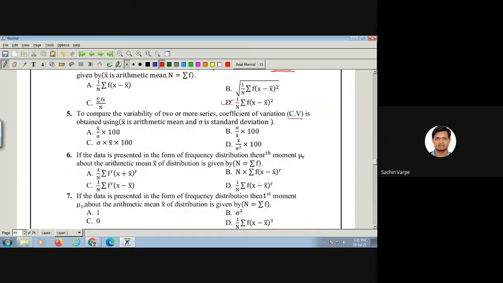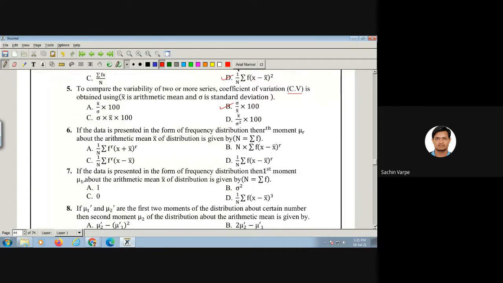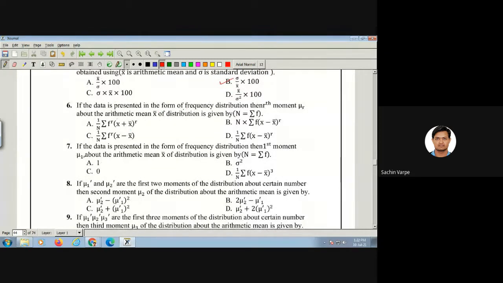Coefficient of variation, CV. So what is the formula of CV? It is sigma upon arithmetic mean into 100. You should know this formula. If the data is presented in the form of frequency distribution, then the rth moment about the arithmetic mean is given by what? Which is the correct option? Tell me. D is the correct option.